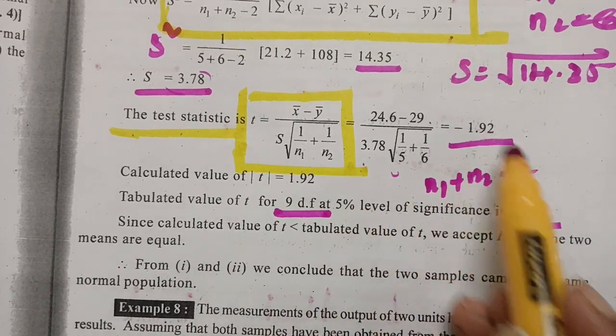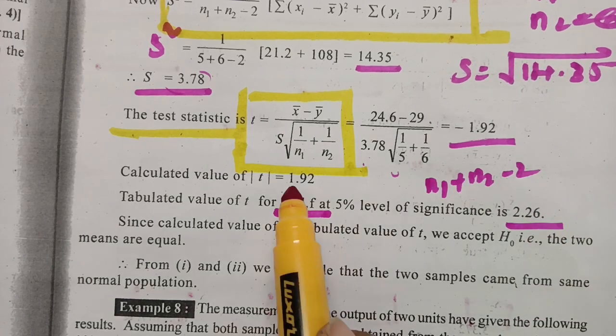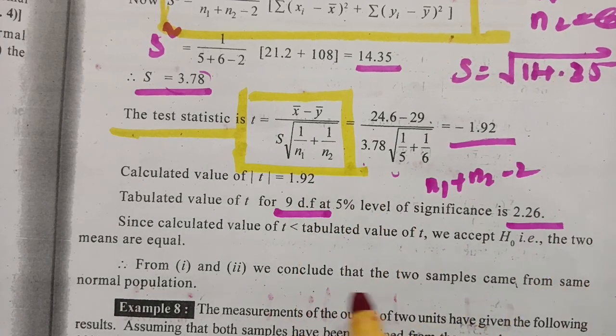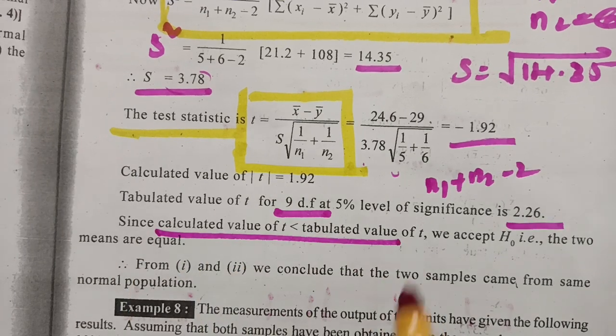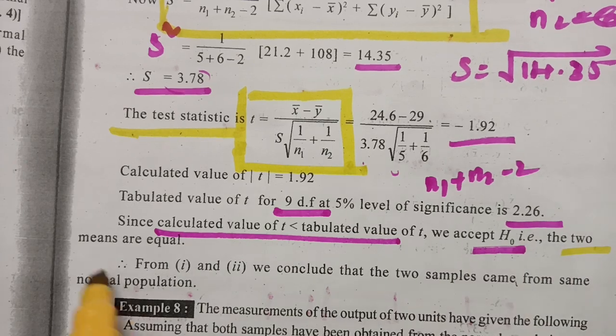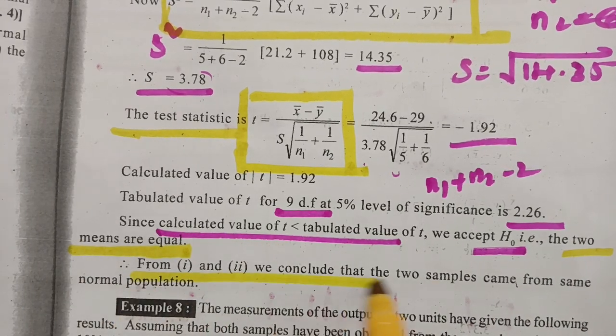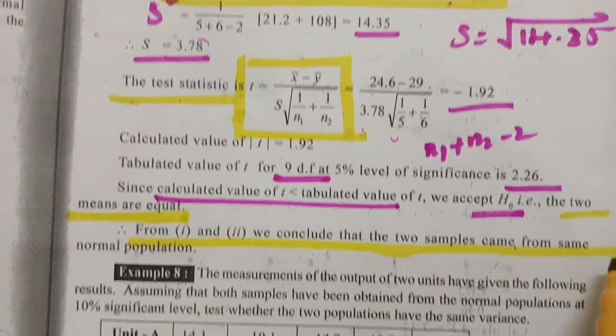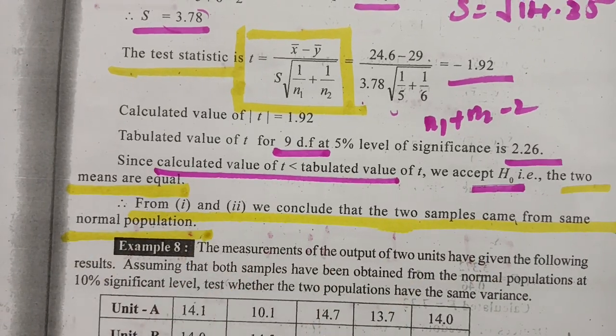So this is the calculated value and this is the tabular value, that is 1.92 is lesser than 2.26. As the calculated value is less than the tabular value, we have to accept H naught. And what is the conclusion here? The two means are equal. So from 1 and 2, we conclude that the two samples came from the same normal population. For equal variance, we have to go with the F test, and for equal means, we have to use the student t-test. And this is how we have to solve.